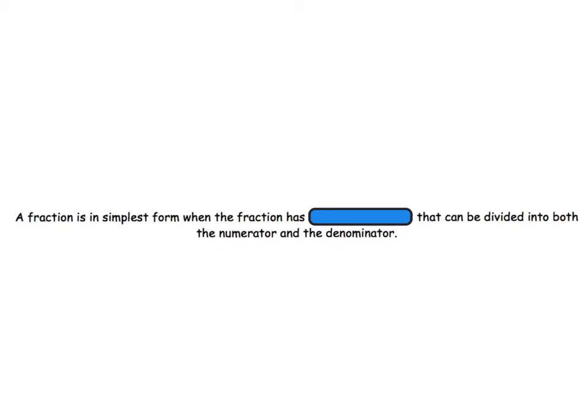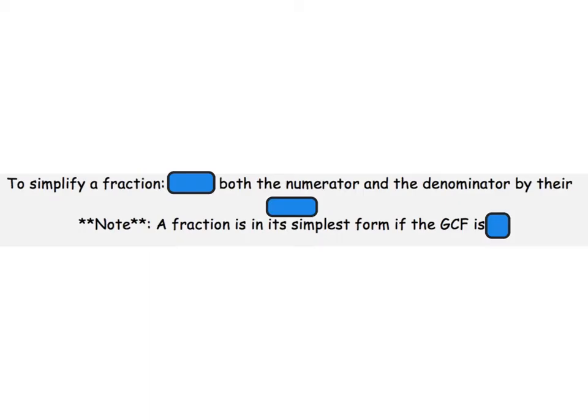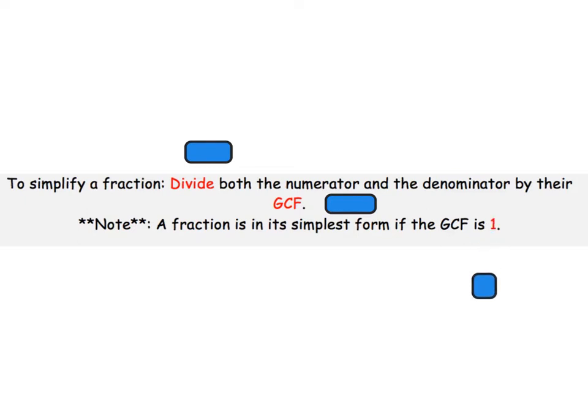A fraction is in its simplest form when the fraction has no common factors that can be divided into both the numerator and the denominator. To simplify a fraction, divide both the numerator and the denominator by their GCF. Do you guys remember what that is from the last unit? Yeah, you do. It's the greatest common factor. Note that a fraction is in its simplest form if the GCF is 1.